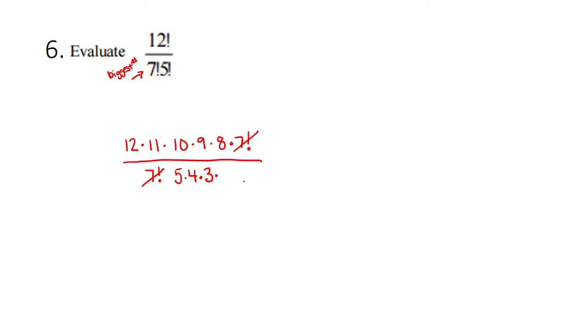Now the 5 I need to write out because I can't reduce that with anything, because my 5 through 1 got reduced when I reduced the 7 factorials on both the top and the bottom. Okay, type that in your calculator real quick, and then we're finished.